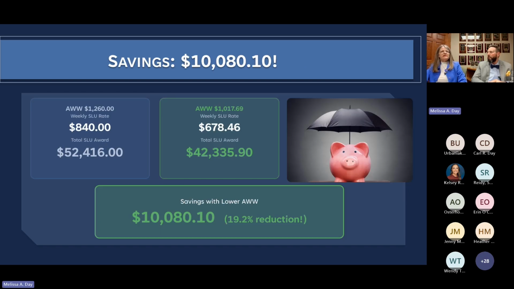Right. So the question is, why do I want to? Why is this worth it to me? The answer is, it is worth it. If you believe that $10,000 is worth the amount of time that it would take in order to have your client give you the accurate information for the average weekly wage.